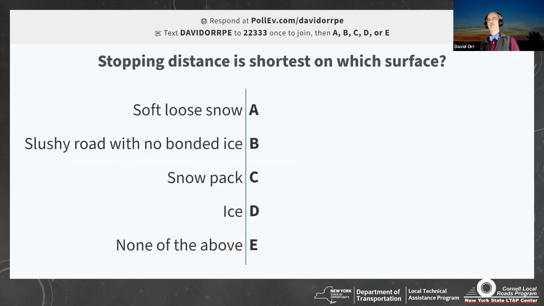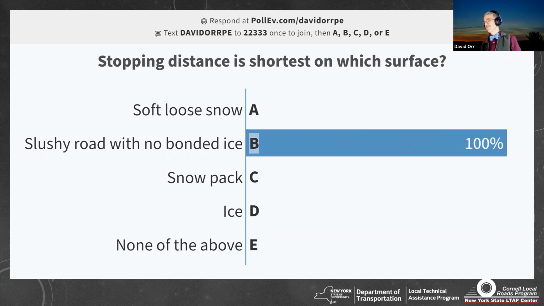Okay. Stopping distance is shortest on which surface? Soft, loose snow, slushy road with no bonded ice, snowpack, ice, or none of the above. And I'm not talking dry roads. Did I try to fool you here? What would you say? Stopping distance is shortest. Yeah, slushy road with no bonded ice. The idea is get rid of the ice or keep the ice from forming is even a better idea if you can.